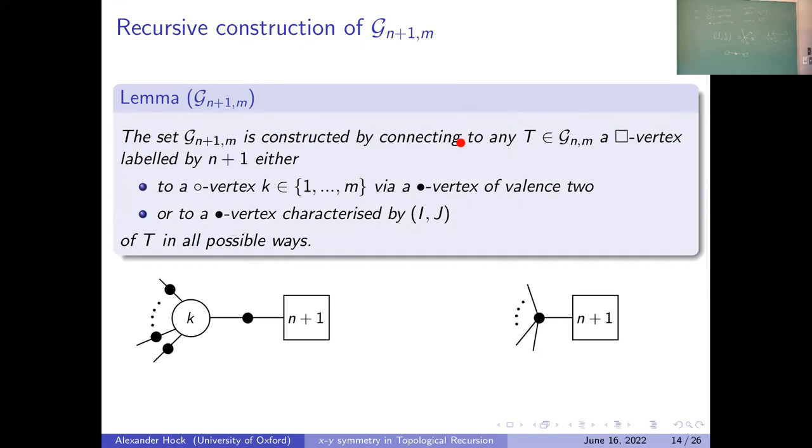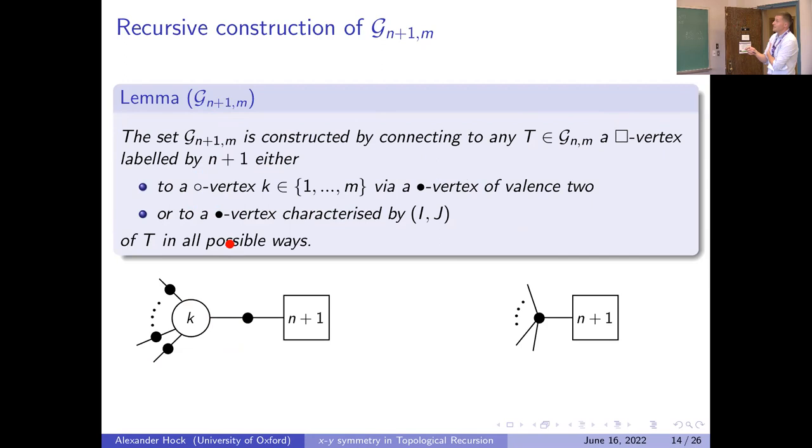by connecting to a tree in GNM. So we add here this n plus 1 means adding a white square vertex labeled by n plus 1. You can add it in 2 different ways. And you sum then over all different ways you can add it to all trees. So we add it either to a white round vertex through a black vertex of valence 2, which is shown here.